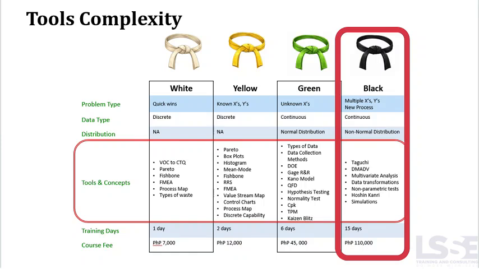Black belt. At the black belt level, the complexity increases even further. Black belts deal with situations where there are multiple outputs and multiple inputs affecting the process. They are not only improving existing processes, they may also be designing entirely new processes. Because of this complexity, they use more advanced analytical techniques such as multivariate analysis, data transformations, non-parametric statistical tests, simulation methods. Black belt training is significantly longer because it involves a deeper understanding of statistics and system design.